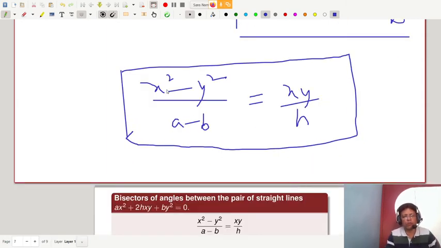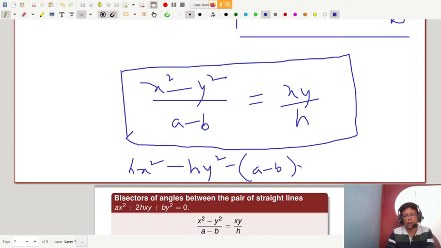And look at one more thing: this also represents a pair of straight lines. If you cross multiply, it will be h x squared minus h y squared minus (a minus b) xy. These bisectors are also passing through the origin, so they will again represent a homogeneous second degree equation in x and y. So this will represent a pair of straight lines passing through the origin also.